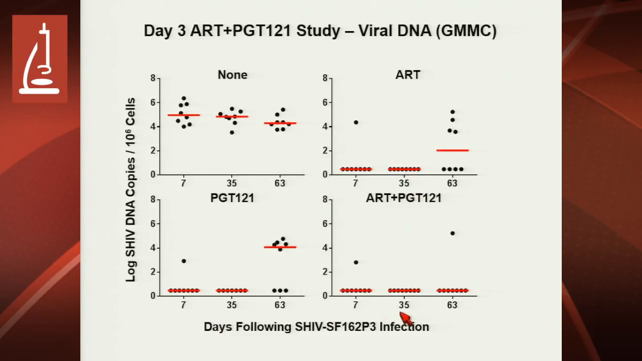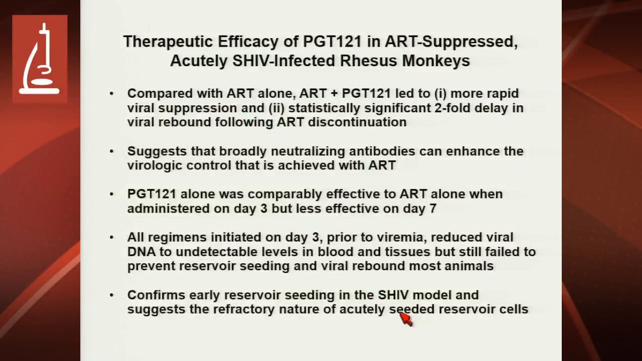And we know almost all these animals, if not all of them, eventually rebound. So as of this moment, with a DNA sensitivity of 3 copies per million cells, looking in gut, lymph nodes, and blood, we're unable to have a marker that predicts viral rebound. So in this study, compared with ART alone, ART plus PGT121 led to more rapid viral suppression and a statistically significant 2- or 3-fold delay in viral rebound following ART discontinuation.